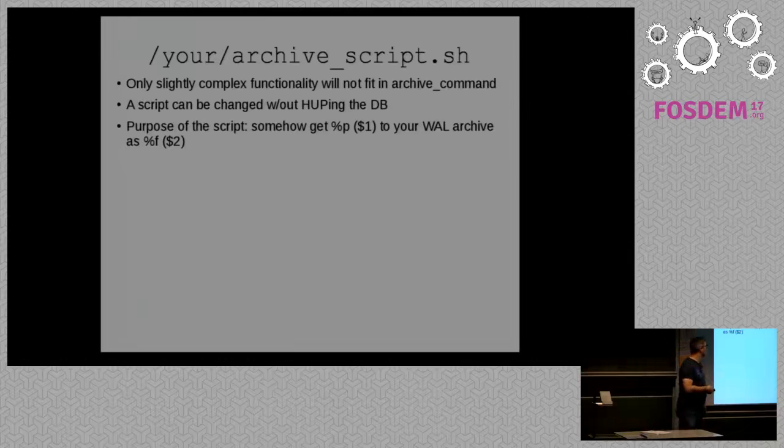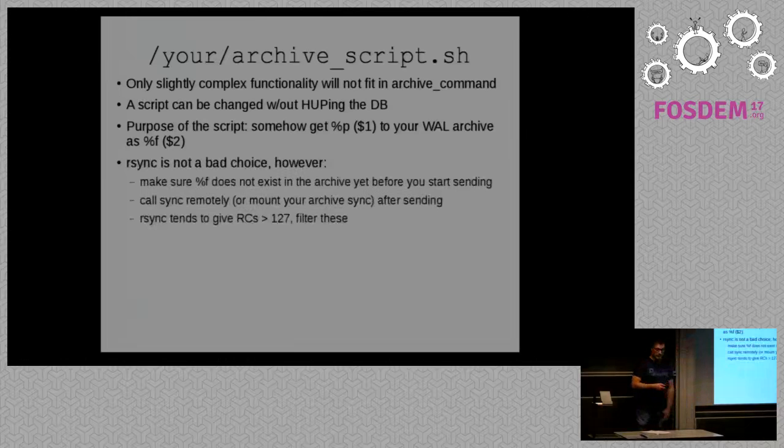I think it's actually not a bad choice, in my personal opinion. But you have to make sure that %f, the file name of the WAL file that you want to archive, does not exist yet on the server. Otherwise, well, two stars. You clone your slave by file system copy or whatever, and it will start up and run the same script and have the same destination server, the same destination directory, and it will receive different updates, and then you have conflicting writes on the same WAL segment. Nah, not what you want. So make sure that does not exist yet. Call sync. We'll get back to that.